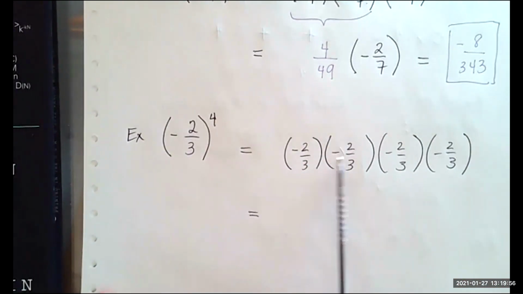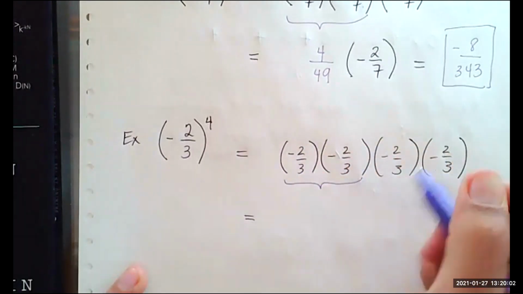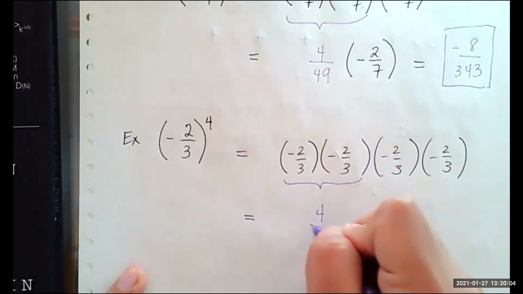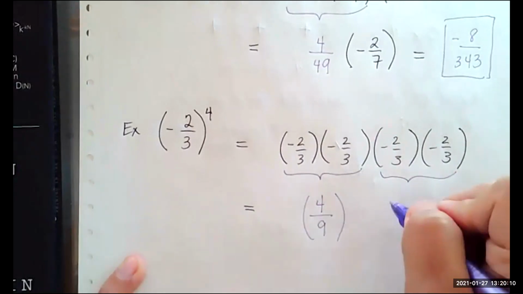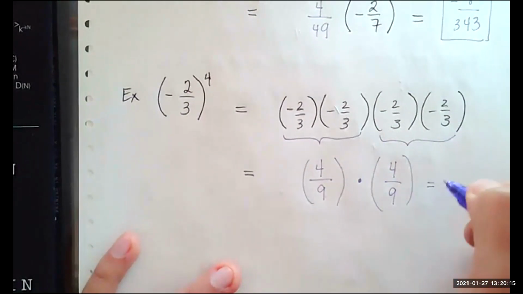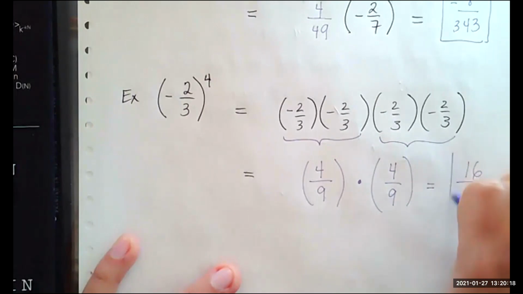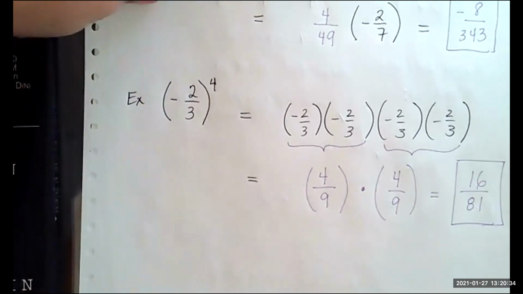So negative times a negative is going to be a positive. So you want to solve these in pairs, right? Or simplify them in pairs. Negative 2 times negative 2 is positive 4. So we have 4/9 right there. And then this pair will result in the same number, positive 4/9. And then we'll go ahead and multiply that out and get 16/81. And that's positive. Any questions there?